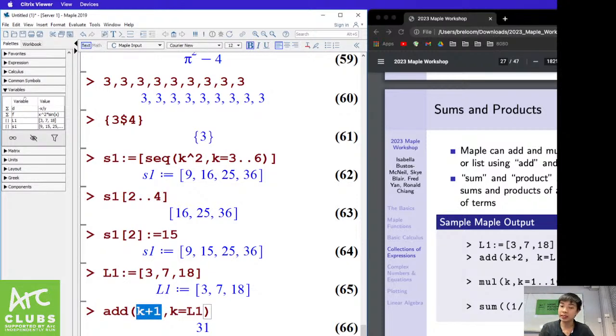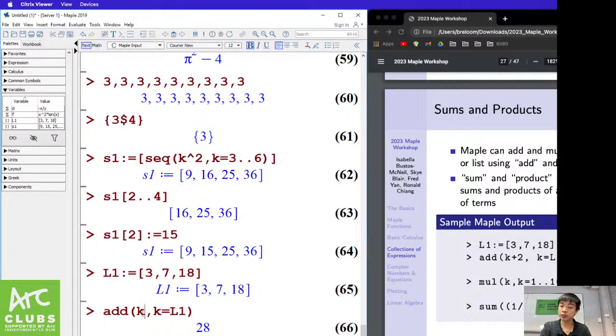12 plus 19 is 31. So the cool thing about this is you can put in anything. Like if you want to just sum all of the elements in the actual list, we can just put in k because it adds 3, 7, and 18.